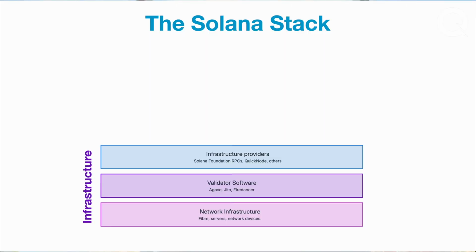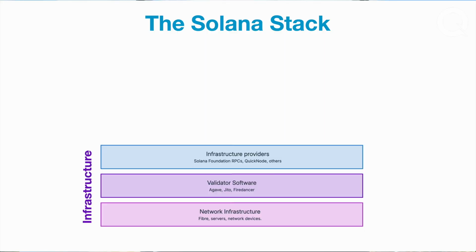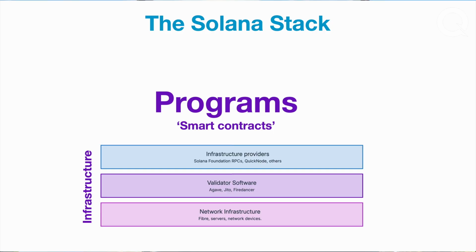On top of that, you have the infrastructure providers. These run the RPCs that you use to connect to the blockchain. So the Solana Foundation has a bunch of free public RPCs. QuickNode provides RPCs, and there are other RPC providers out there, believe it or not. So that's the infrastructure covered. On top of that, you have the programs that run on this big global computer. They're called smart contracts in older blockchains.